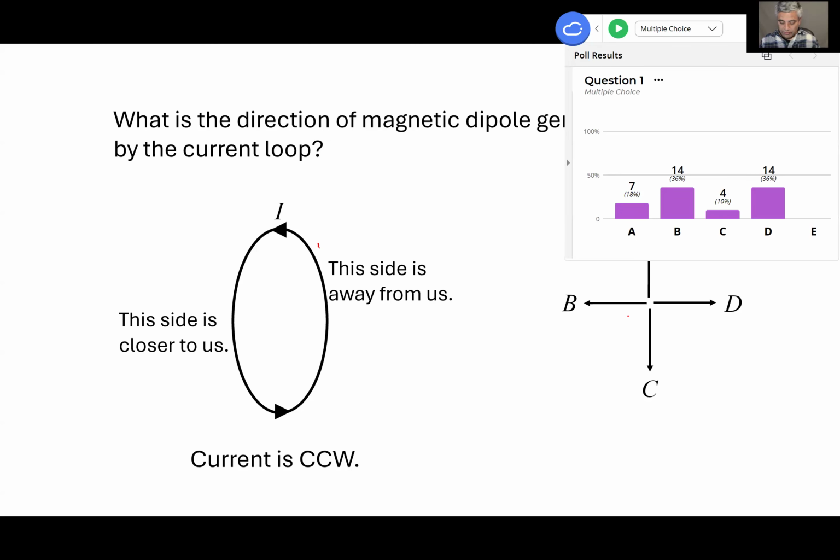So we got B and D mostly, but there are A and C as well. Hey, B and D split. So did you stretch your hand? Remember, the finger has to be curling this way. So it goes like that and comes something like that.